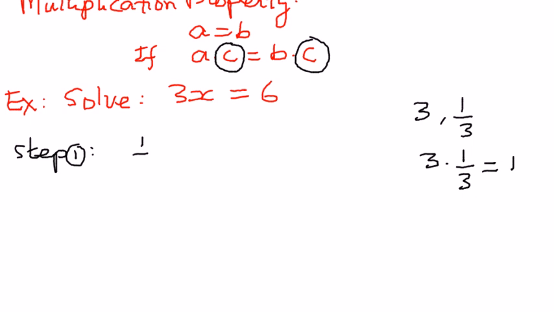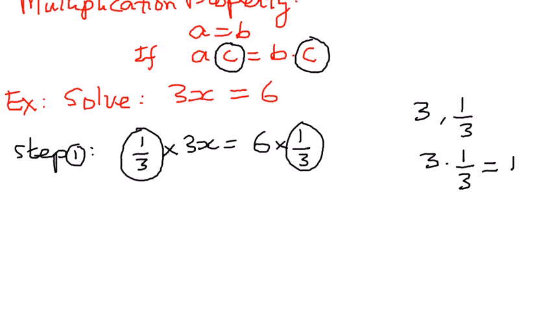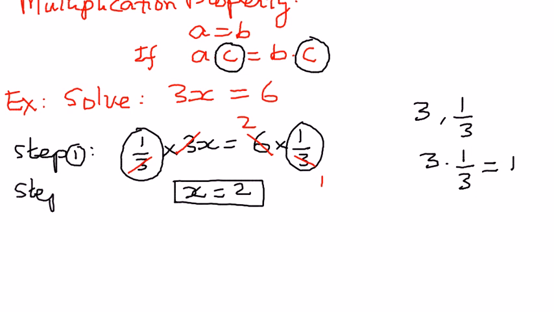So if I'm multiplying by 1 over 3 on both sides, we can write it this way, and then on the right hand side 6 times 1 over 3. Now the 3 in the denominator and the 3 in the numerator cancel out, leaving us with x on the left hand side, and on the right hand side 6 is a multiple of 3: 3 times 1 is 3, 3 times 2 is 6. Therefore the value of x is equal to 2. We got the value of x, and we'll call this step 2.